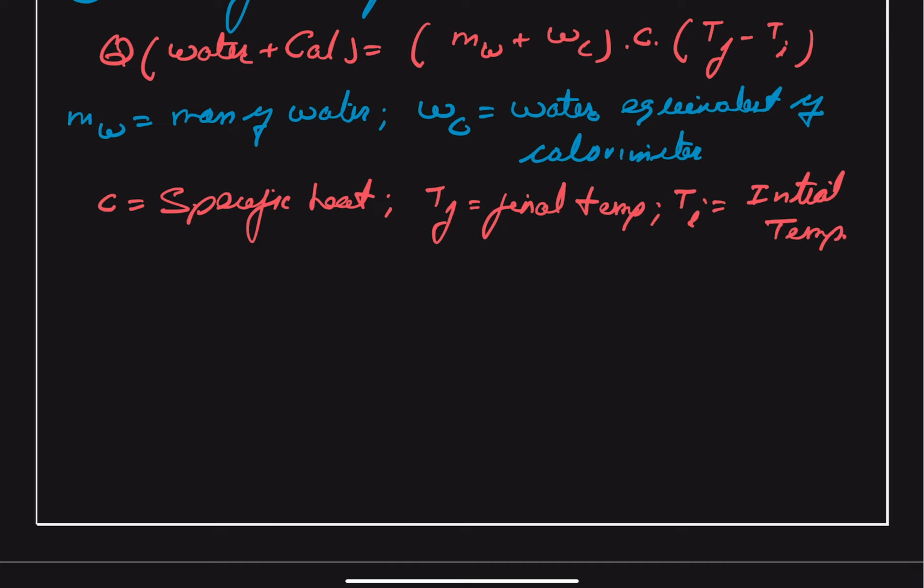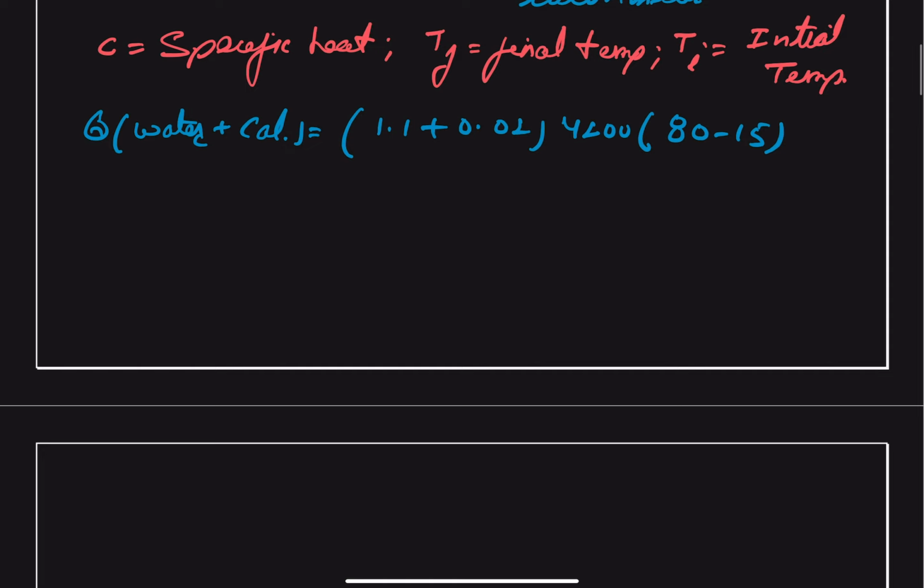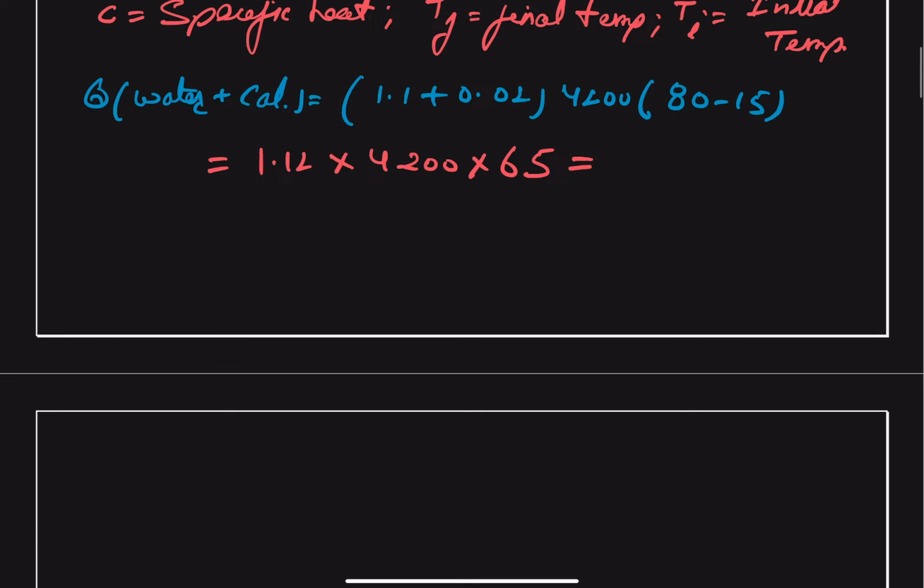So we know all the values, we simply substitute. We get Q for water plus calorimeter equals (1.1 plus 0.02) multiplied by 4200 multiplied by (80 minus initial temperature, which is 15 degrees centigrade), and this gives us 1.12 multiplied by 4200 multiplied by 65, and this comes to 305,760 joules.